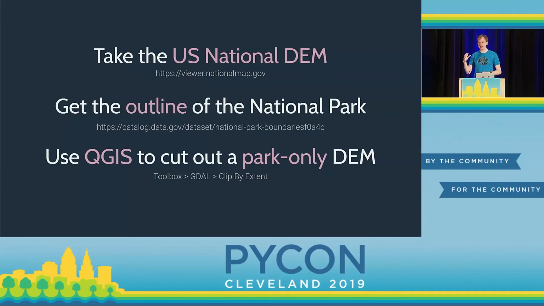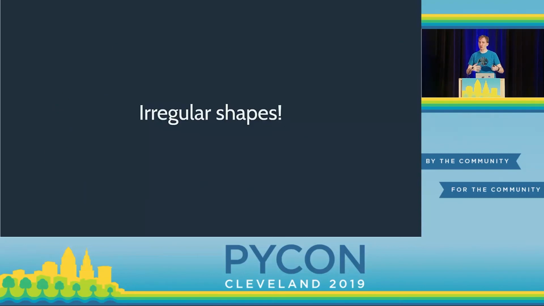You can then take a different data set of outlines of national parks, and then you can use QGIS to cut out the park from the national map. And so you get just the outline of the national park. The problem is, the format you're using for DEMs, it's still a 2D array. It's still just a grid of values. But the shape you want is irregular.